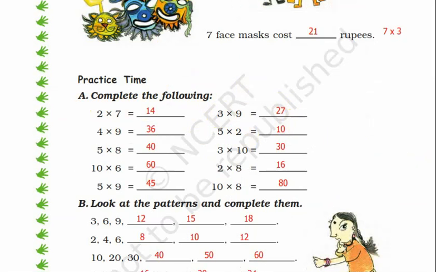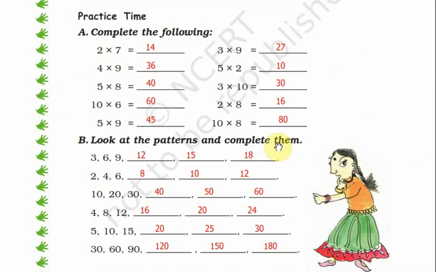Complete the following. You have to complete this. I know you all know the tables from 1 to 10. You know it, so you can do it easily. First question is 2 times 7. Otherwise 2 into 7. How much is 2 into 7?